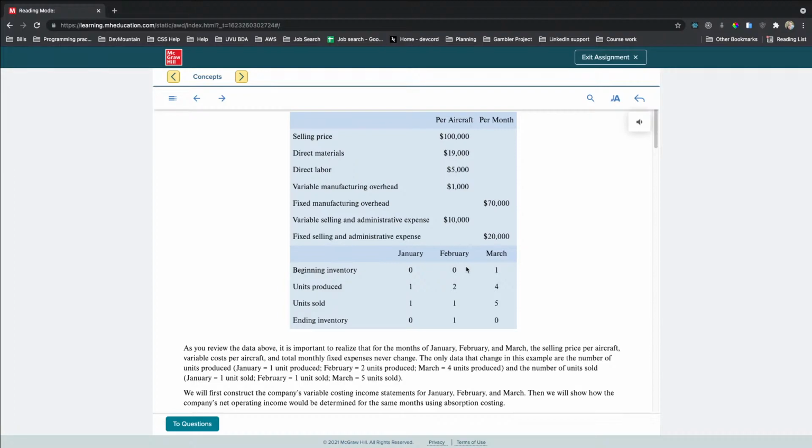Now, how many inventory do we have? We produced 1, 2, 3, 4, 5, 6, 7, 8. No, 7. We produced 7 total, and we sold 7. So we're at 0 inventory.